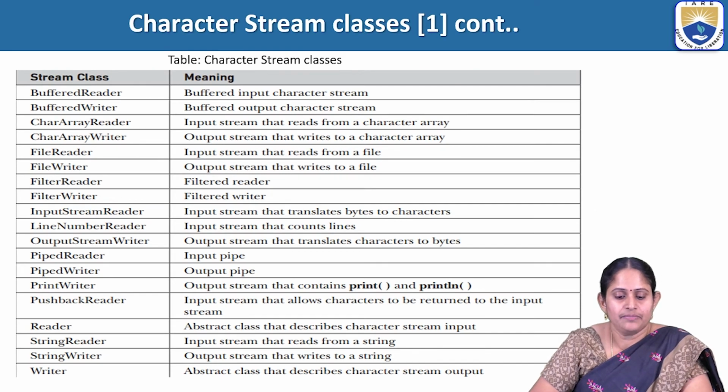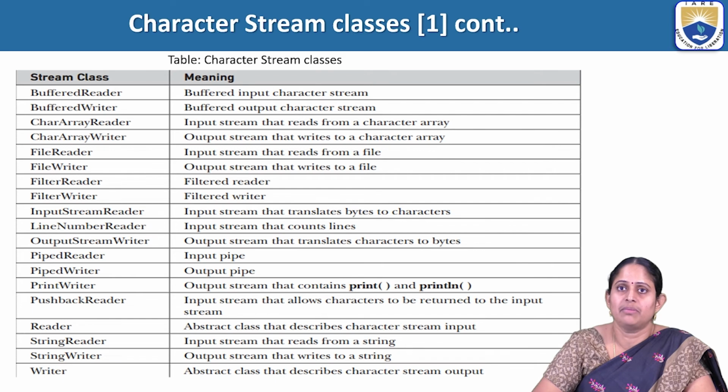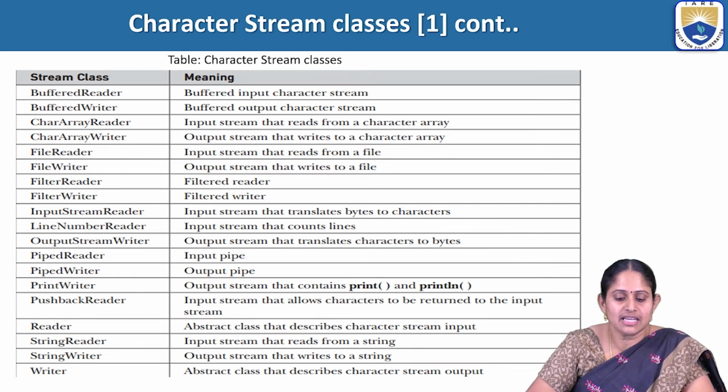The various character stream classes are: BufferedReader, which reads a buffered input character stream; BufferedWriter, which writes a buffered output character stream. CharArrayReader is the input stream that reads characters from an array. CharArrayWriter is an output stream that writes characters to a character array. And FileReader is the input stream that reads from a file. FileWriter is the output stream that writes to a file.